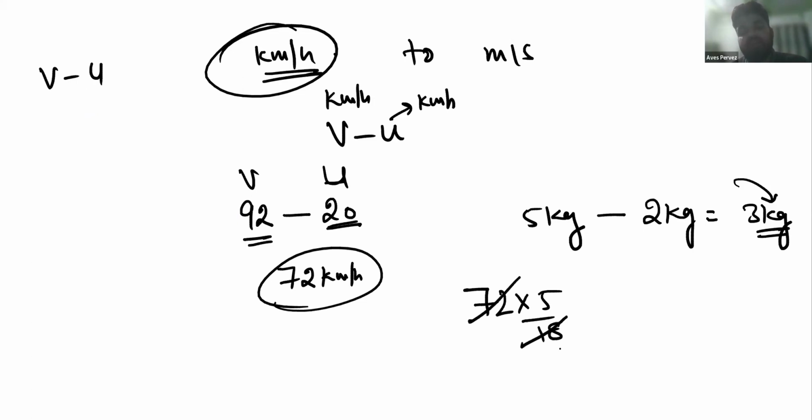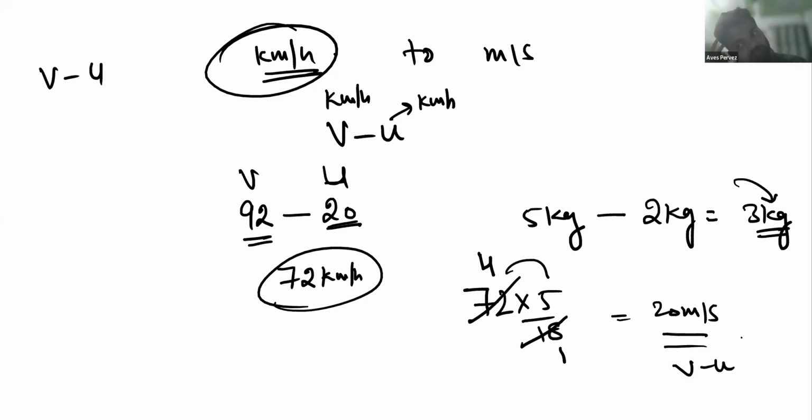When you divide it, you will get 18 ones 18, 18 fours 72. Then you will get 4 into 5, which is 20 meters per second. Here you get the value of V minus U. So the total answer will be A equals V minus U by T, which is 4 meters per second square.